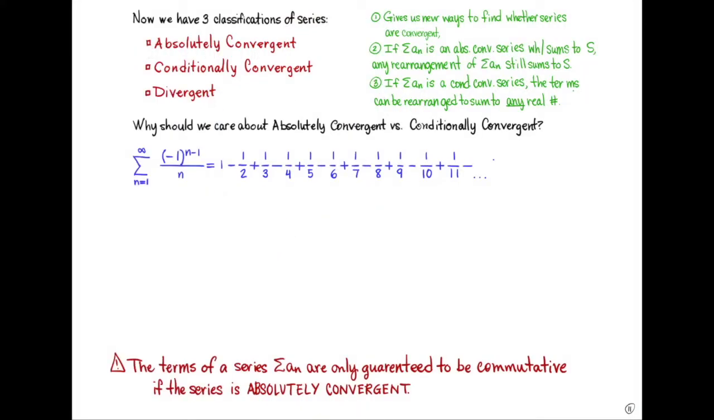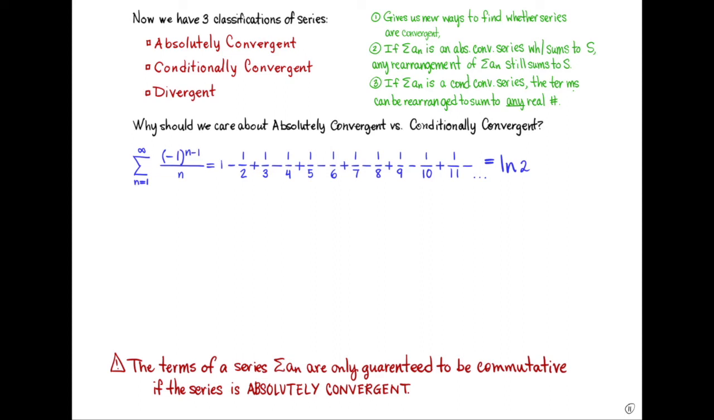Now we have 3 classifications of series: absolutely convergent, and keep in mind that any series that has all positive terms is by default absolutely convergent, conditionally convergent, and divergent. So one of the big differences between absolute convergence and conditional convergence is it lets us know when it's okay for us to rearrange terms and when we can't. So let's consider the conditionally convergent series below. This is the alternating harmonic series, and as we will learn in the upcoming weeks, the series converges to the natural log of 2.